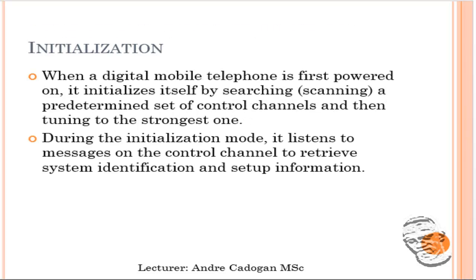So in initialization, when it's first powered on, it initializes itself by searching or scanning a predetermined set of control channels that would have been assigned to it via the visitor location register and the home location register, to tune into the strongest one. Hence the reason sometimes when you move from one location to another, your mobile phone takes a little while to initialize. The registration process takes place in the VLR, which will determine where the mobile phone is located, but some replication will have to take place first and foremost on the home location register.